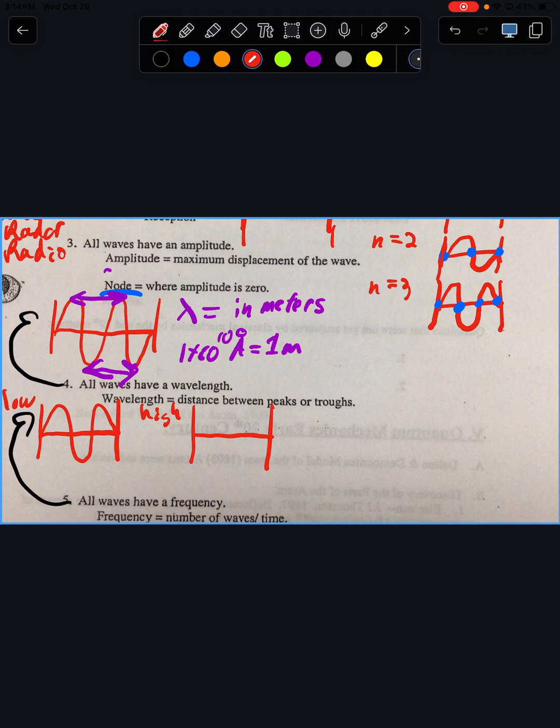Notice that the amplitude will be the same. So the amplitude's not going to change, the frequency is. So the height of the waves is the same, it's just that I've got more waves. And F is going to stand for frequency. Any questions so far before we start doing a little bit of math?